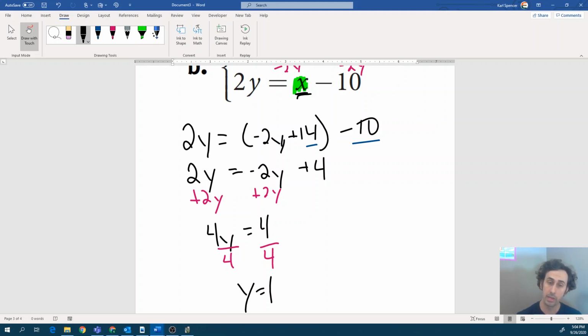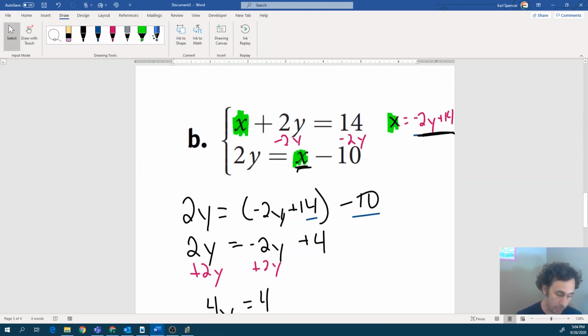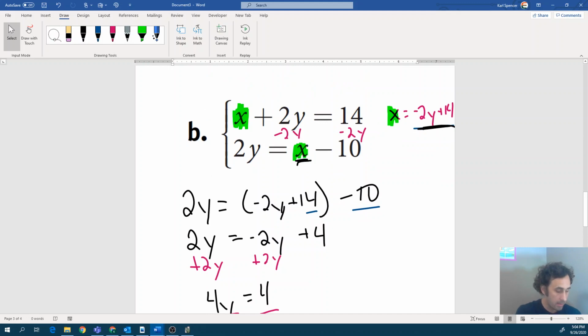Again, I'm not done yet. I still need to solve for my value of x. So I'm going to plug it back in to one of my equations. Now, it doesn't matter if I plug it into that first equation on the top, the bottom, or my simplified one. All three of those would work. It does not matter. I'm going to just use my simplified one just because the x is by itself.